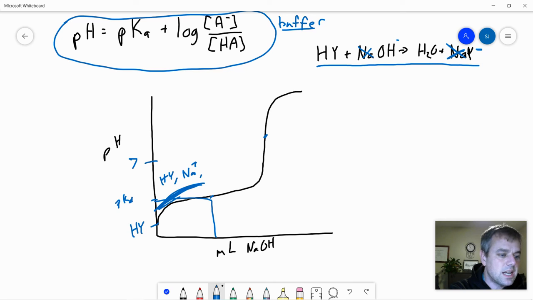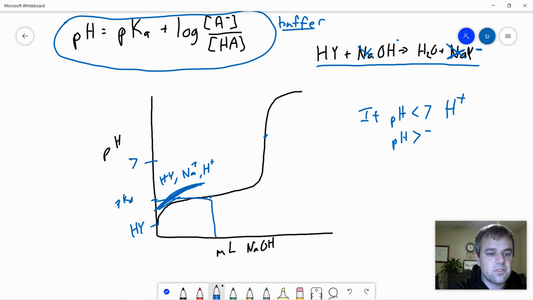You're also going to have H pluses present in solution because if your pH is less than 7, you have H pluses in solution. If pH is greater than 7, you have hydroxides in solution.